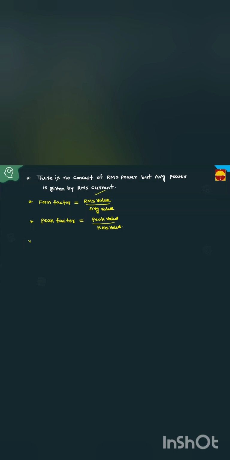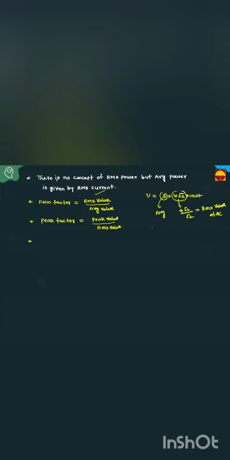And now the question is, for example, V equal to 3 plus 4 root 2 sin omega. This 3 is the average value. This 4 root 2, you have to write as 4 root 2 by root 2. This is the RMS value of AC.